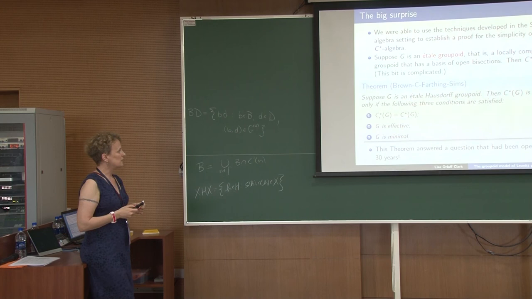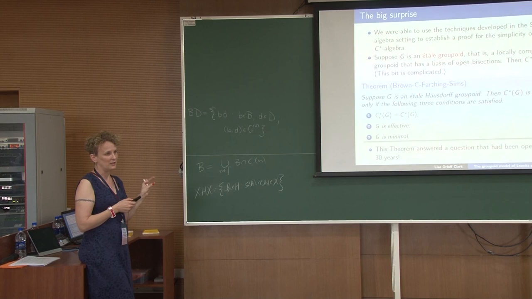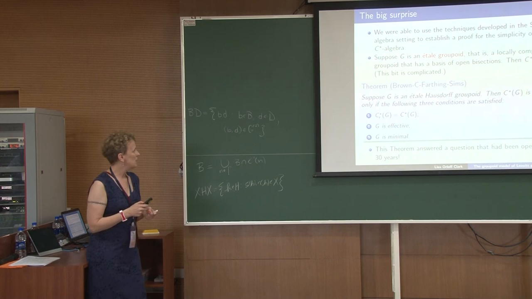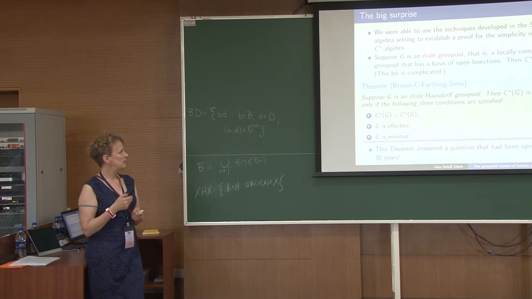Does anybody else know of a result in C-star algebras that was proven using techniques developed in the purely algebraic setting? It's a question I'm asking, so if you think of one, let me know. I'd be curious to know. And we have now started a line of research where we're trying to use this. There are other questions, like I've spent a long time trying to establish necessary and sufficient conditions for purely infinite simple groupoid C-star algebras. And now my new plan of attack is to try to figure out the right conditions in the algebra. All right, so that's for simplicity.